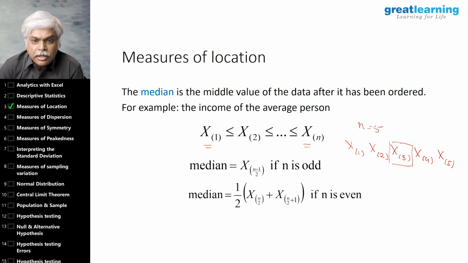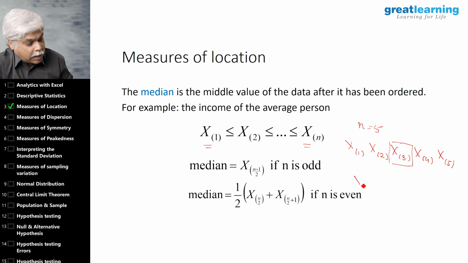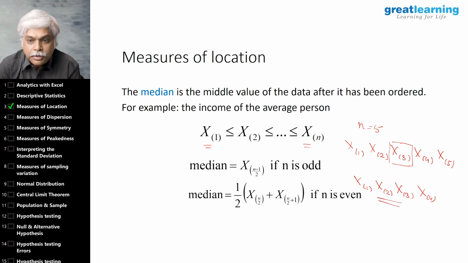On the other hand, if there are, let's say, 4 observations, and I have x1, x2, x3, and x4, then there are 2 middles. If there are 2 middles, what I can do is take the average of the 2 middles, which gives me a unique definition of what the median is.